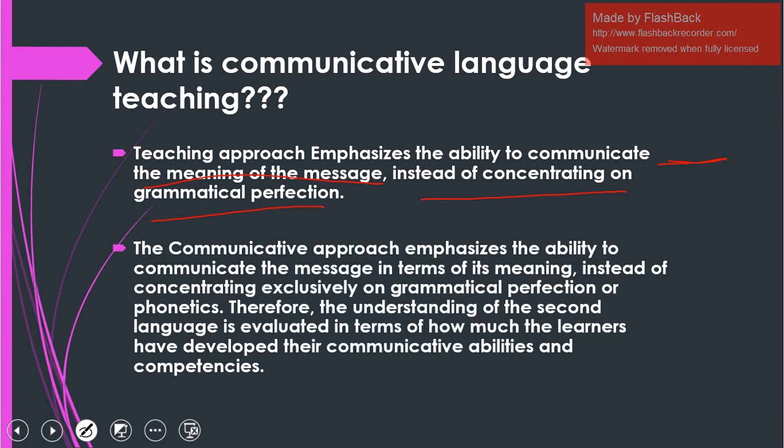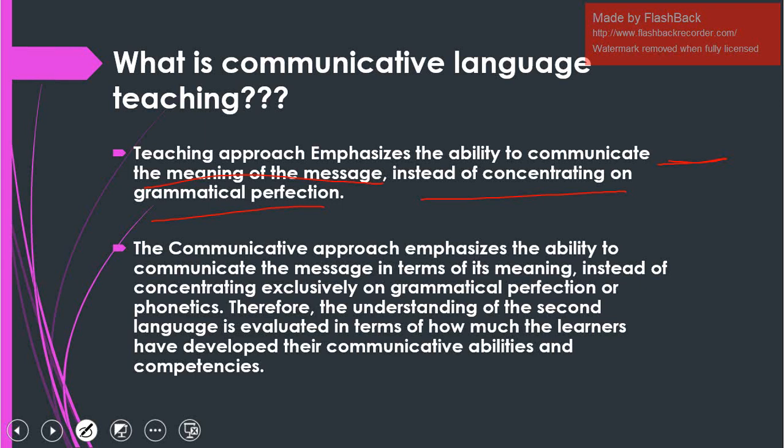The communicative approach emphasizes the ability to communicate the message in terms of its meaning instead of concentrating exclusively on grammatical perfection or phonetics. We are not so much concerned even with the sounds. Even comprehensible average pronunciation will be accepted. If your pronunciation is not 100% but 60% or 65% that other people can understand, then your pronunciation is okay.